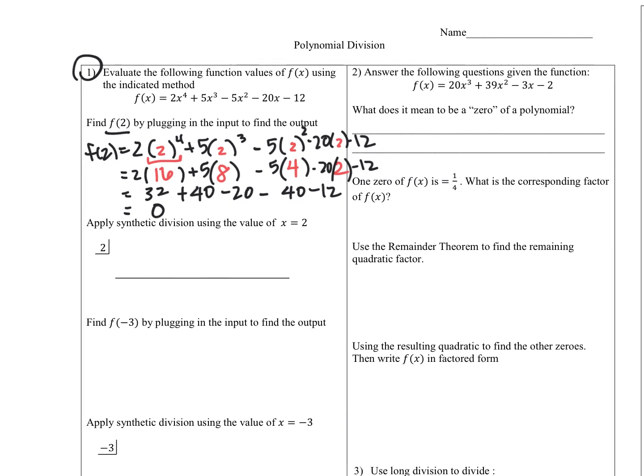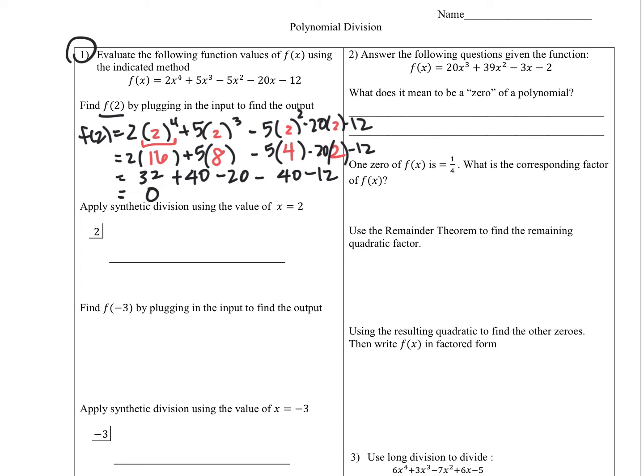Now, if we do synthetic division, what we've seen is that that should give us a 0 in our remainder. So I'm going to put the coefficients, they're in descending order, 2, 5, negative 20, and negative 12. Bring that down, we get 2, 4, 9, 18. 13, that makes 26, positive 6, positive 12, which has to give us 0.